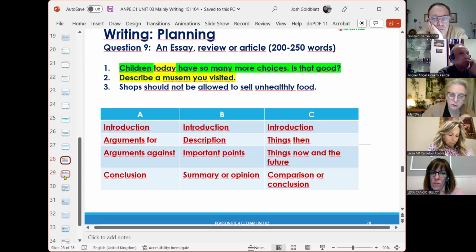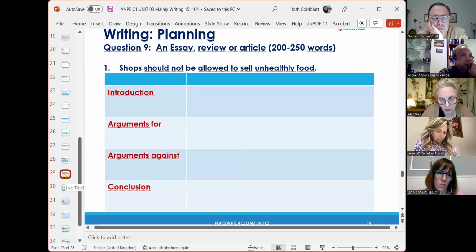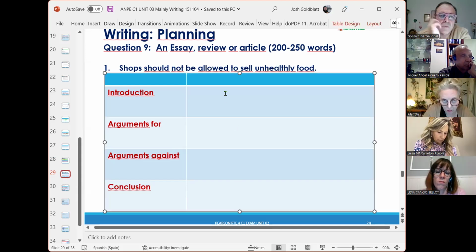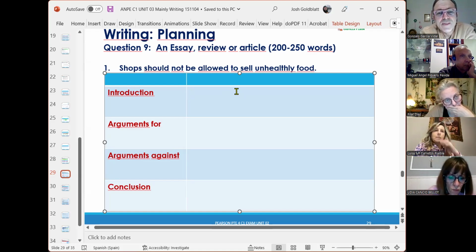Let's have a look. Shops should not be allowed to sell unhealthy food. Okay. Well, introduction. What do you think? Any ideas? What's our introduction here? Any ideas? We can write this together. You can talk to me, please.